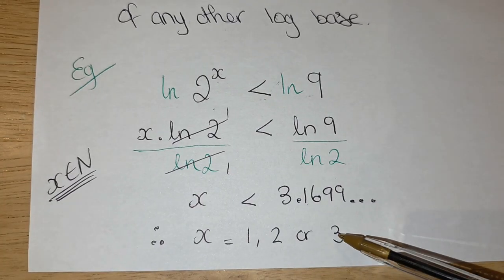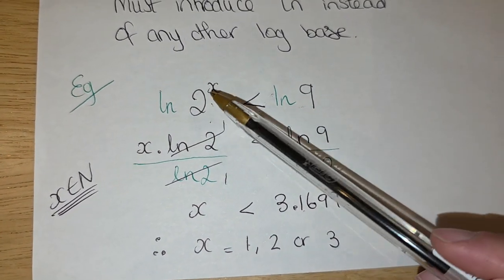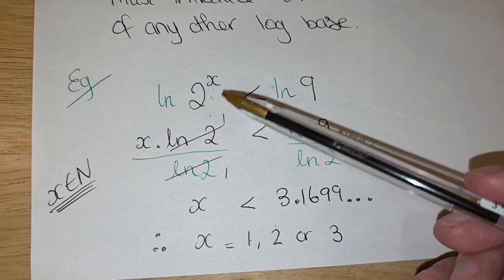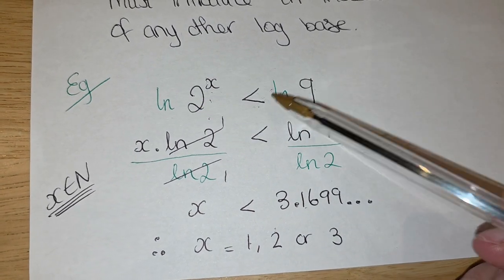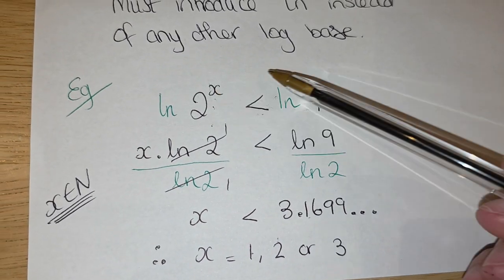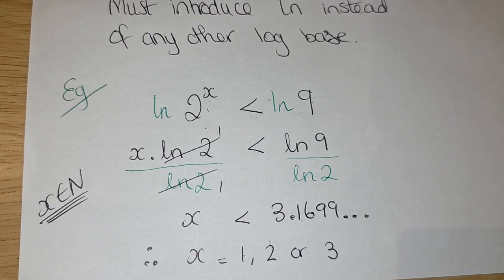And you can check if that's correct. If x was 1, would the inequality hold true? Would 2 to the power of 1 be less than 9? Yes, it would. You can check for 2. Would 2 to the power of 2 be less than 9? Yes, it would. And you could check for 3. Would 2 to the power of 3 be less than 9? Yes, it would. So your inequality holds true. Okay?